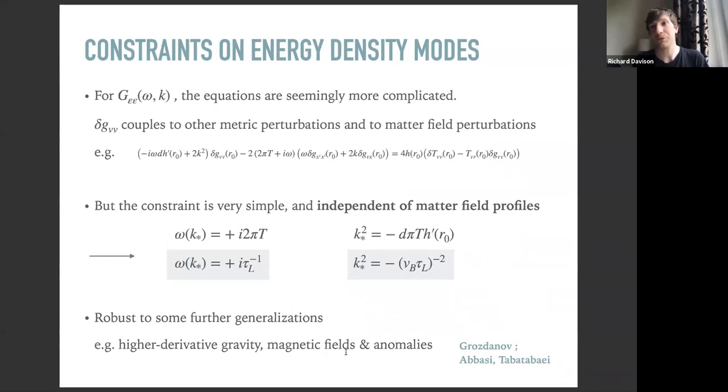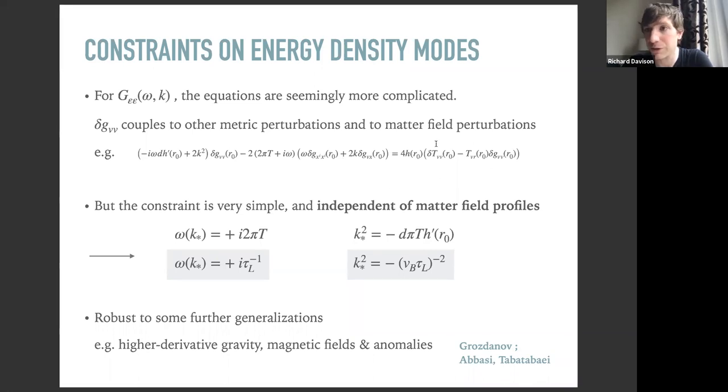And so you can try and do the same thing now, not for a scalar field, but for the energy density. So looking at a certain perturbation of the metric and the equations that it obeys. Now, in principle, this would seem to be much more complicated because the time component of the metric, which is what tells us about the energy density, couples to most of the other metric perturbations, and it couples to the perturbations of the matter fields and so on. And so you have some horrendous set of equations to solve. You would think it would be more complicated, but in fact, the answer you get is even more simple for this case than it is for the other cases.